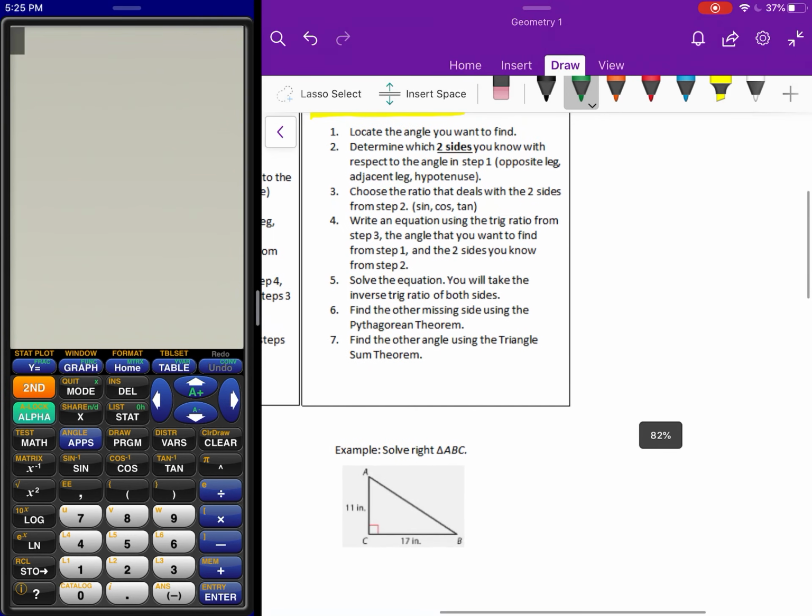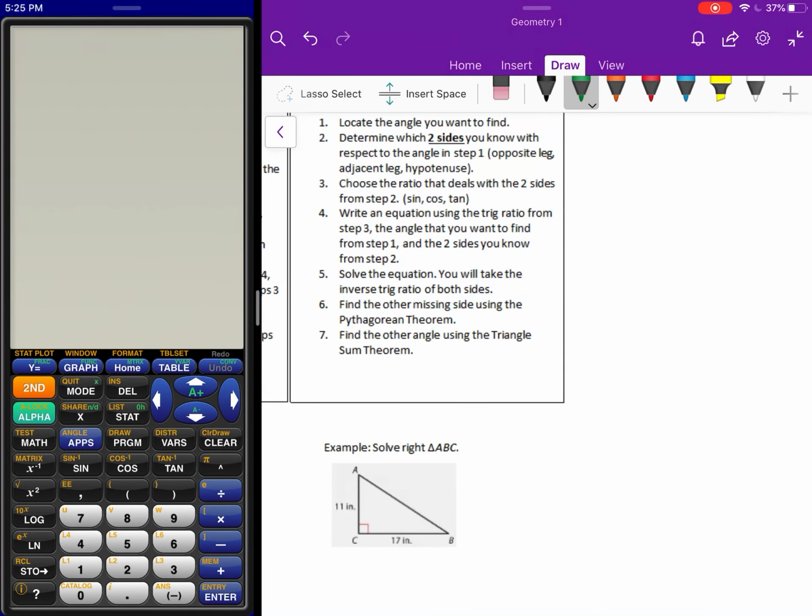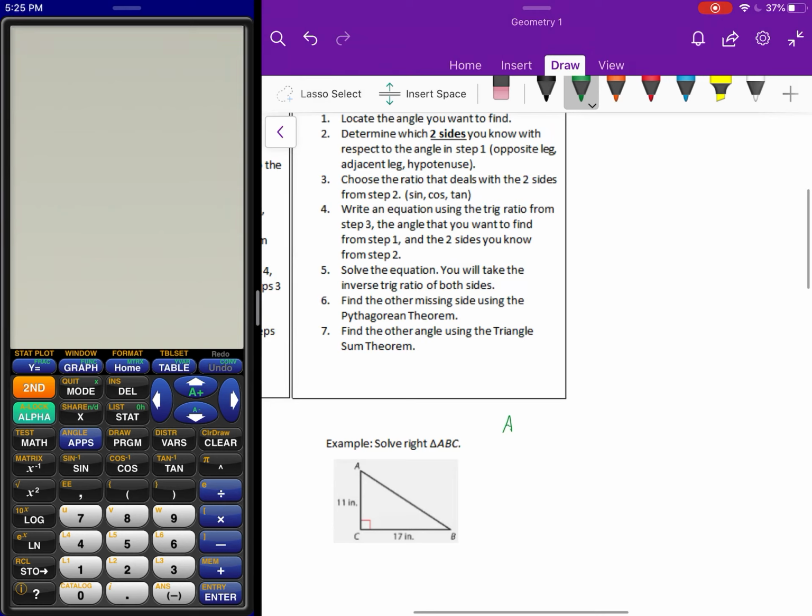So let's go ahead and look at this one here. I'll try to get the steps on at the same time, at least to start with. So locate the angle you want to find. You actually have a choice here. You can find angle A or angle B. Let's go ahead and find angle A. So I'm going to look at the two sides that I know. So here's angle A. I know the 11 and the 17. The 11 compared to A is the adjacent leg. And then the 17, which I also know, is the opposite leg.